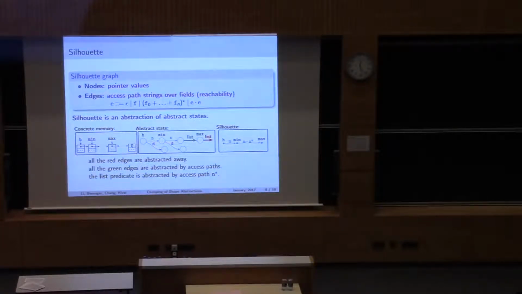And furthermore, these abstract states can be abstracted by the silhouette on the side, where all the red edges in the abstract states are abstracted away from the silhouette, and also all the green edges are abstracted by the access paths in the silhouette. Furthermore, the list predicate on the green edge is abstracted by the access path n star. Here, actually, the list predicate is a precise abstraction for list, while n star only abstracts the next path, the access path following the next field of the list.